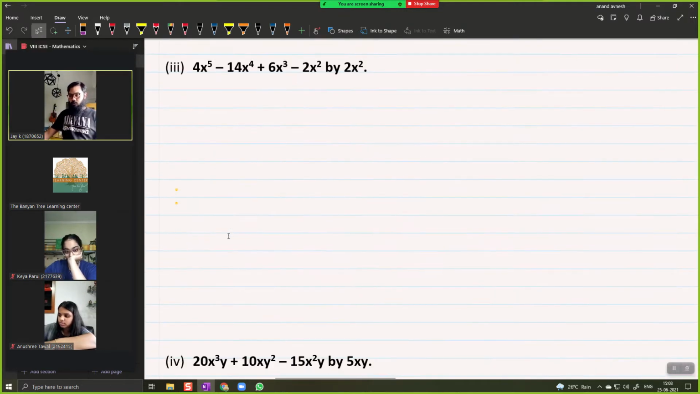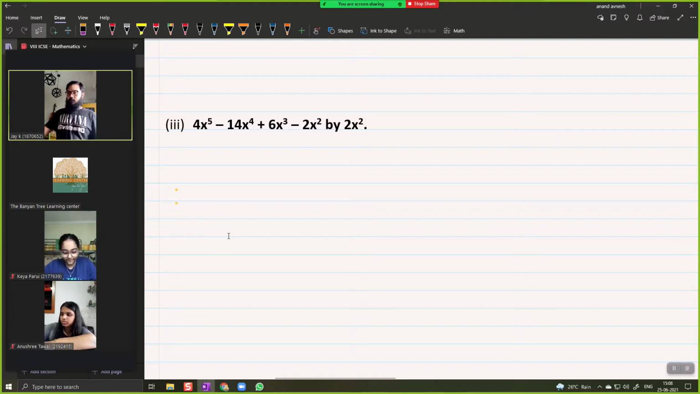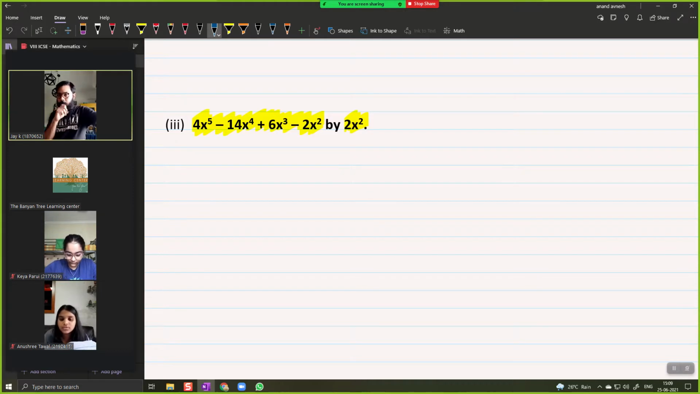Okay, next question. Now here there is a change. You have a multinomial and it is divided by a monomial. The technique will remain the same except a few steps in the beginning. So just see how do I do it.